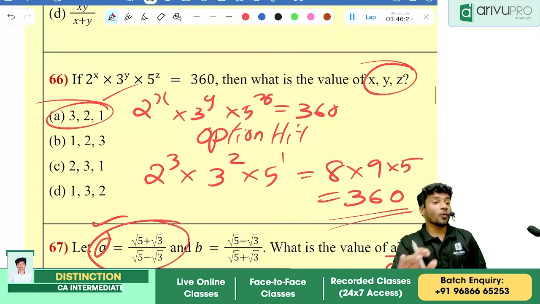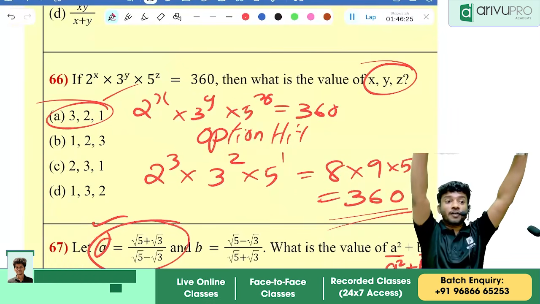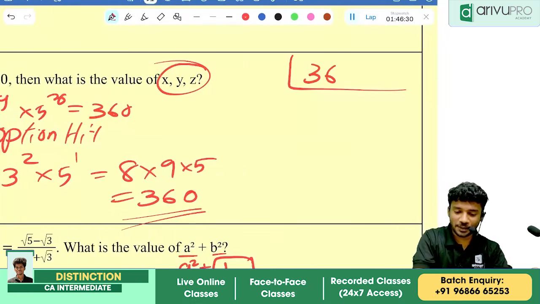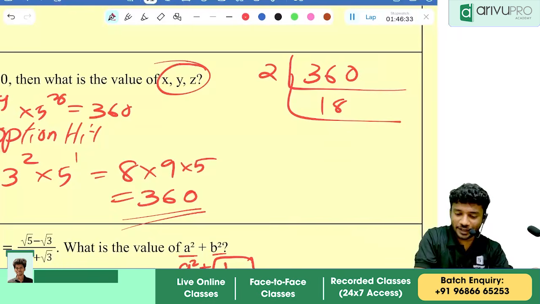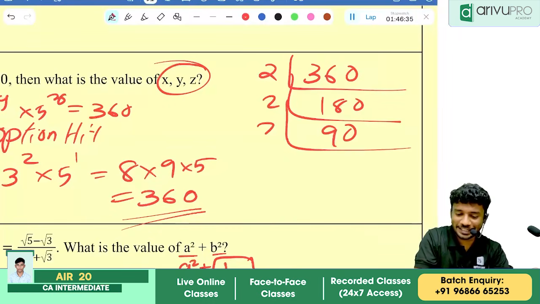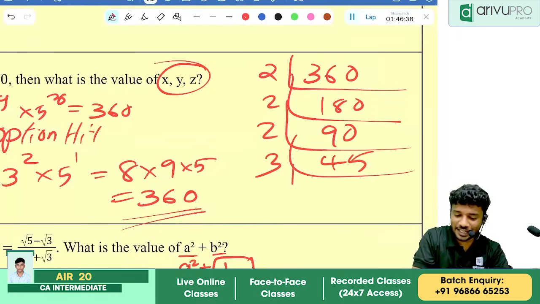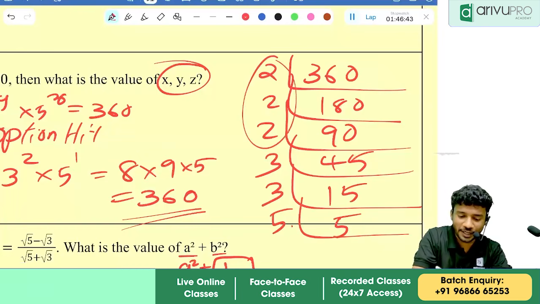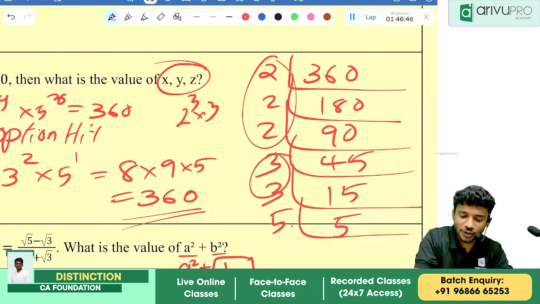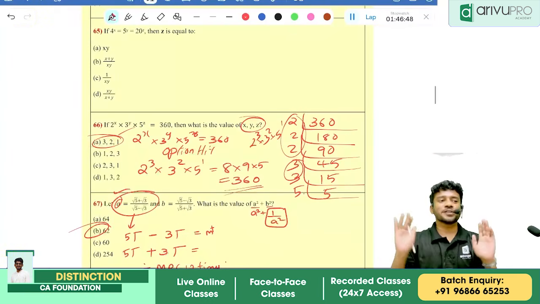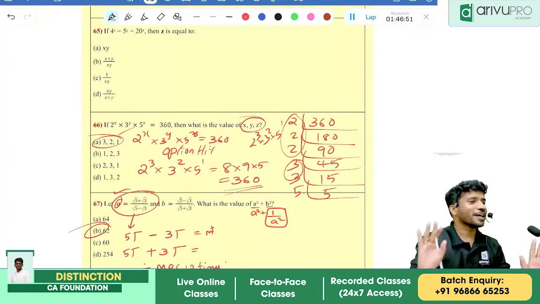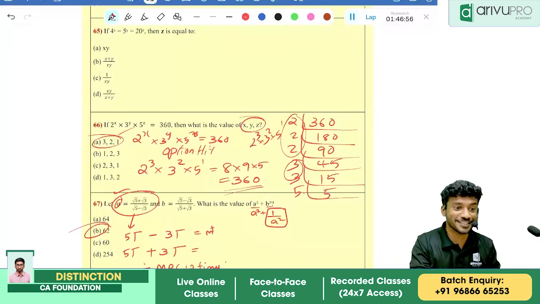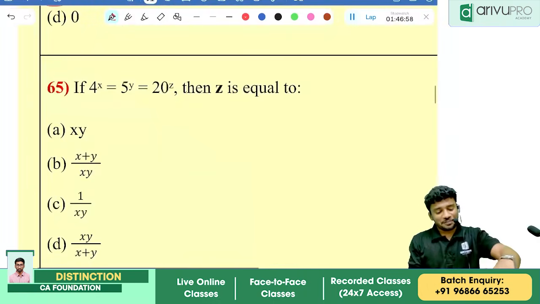Now, if you were in second standard, how will you find it? We will find it like this. 360, 2 happens, 180, 2 happens, 90, 2 happens, 45, 3 happens, 15, 3 happens, 5, 5 happens, 1 time. 2 how many times? 2 raised to 3, 3 raised to 2, 5 raised to 1. So, a second standard problem was there for your examination. Literally second standard. Now, next one. It is important.